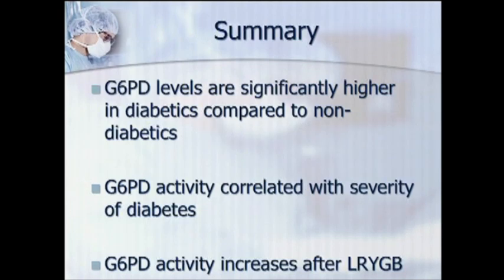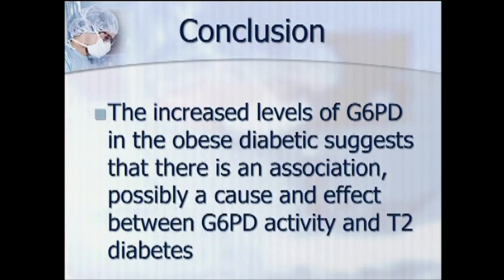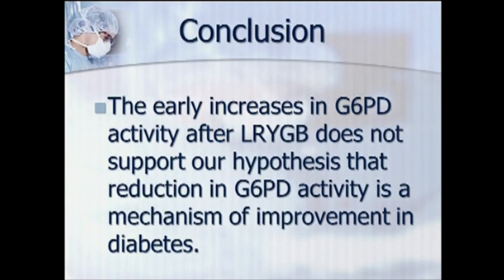So in summary, I can say that the G6PD levels are significantly higher in diabetics compared to non-diabetics. Their activity correlated with the severity of diabetes, and G6PD activity increases after laparoscopic Roux-En-Y gastric bypass. Conclusion, the increased levels of G6PD in the obese diabetics suggest there is an association, possibly a cause and effect between G6PD activity and type 2 diabetes. And the early increases in G6PD activity after laparoscopic Roux-En-Y gastric bypass does not support our hypothesis that reduction in those levels is a mechanism of improvement in diabetes.